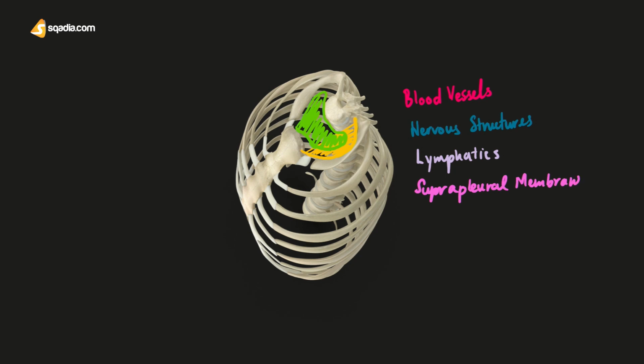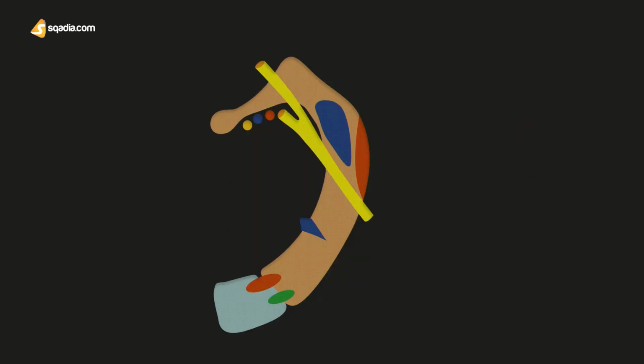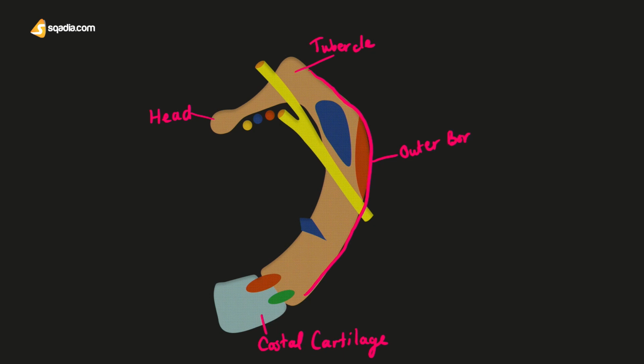So let's talk about those structures that are along the first rib. So first, let's talk about the rib. So we need to know all of the structures on the rib. So here we have the costal cartilage. And at the back, we have the head, the tubercle, the outer border of the rib, and the inner border of the rib.